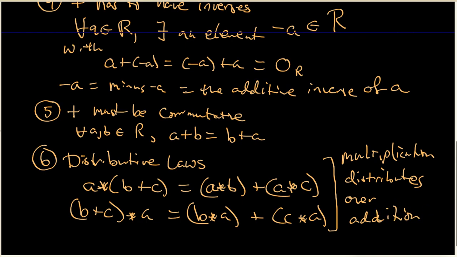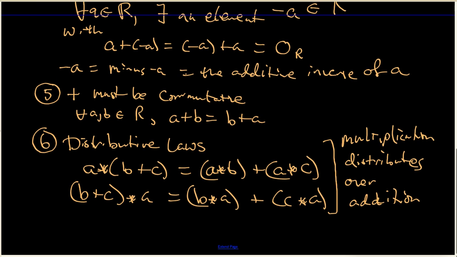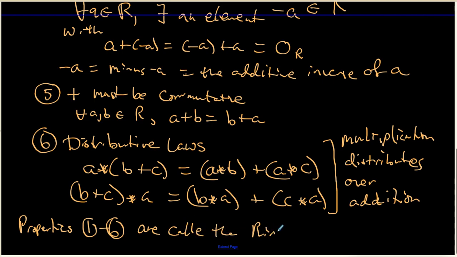Now, it's important to realize that these 6 properties are referred to as the ring axioms. So properties 1 through 6 are called the ring axioms, and anything that satisfies all 6 of these properties is indeed called a ring.